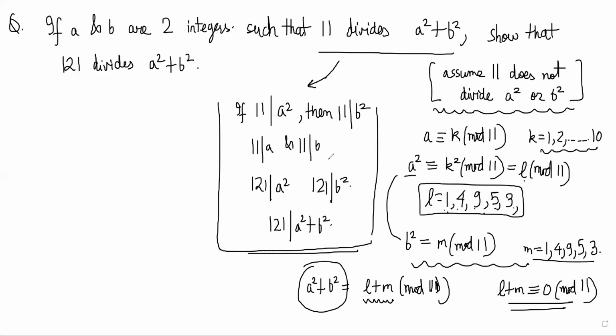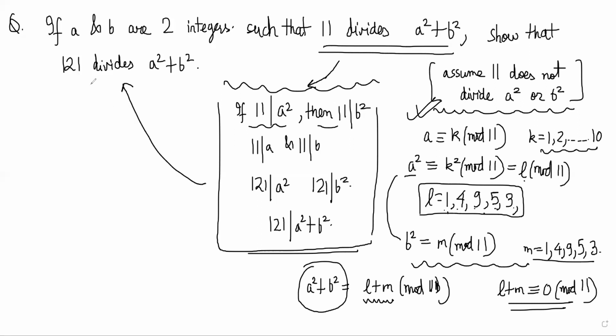So the only way it can happen is the first case. 11 divides A square plus B square means this must happen. The other case we thought of cannot happen; it didn't work out. And in this case, it is very easy to prove that 121 divides A square plus B square.